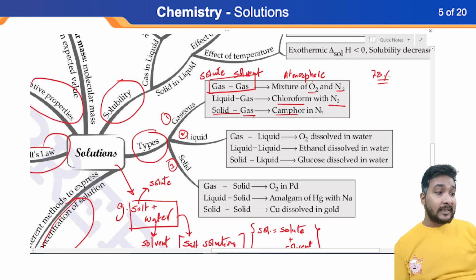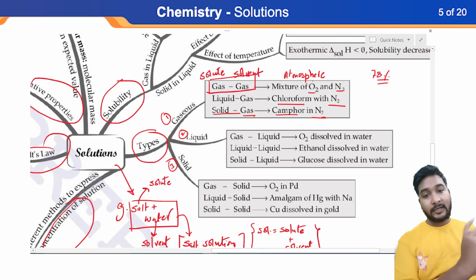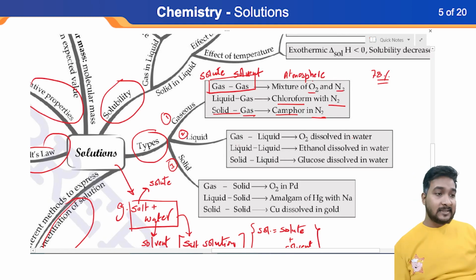So camphor in nitrogen gas. Whenever we heat camphor, it converts itself from solid to gas. This is called sublimation. So whenever camphor converts itself from solid to gas, the gaseous particles, we can say camphor particles, mix with nitrogen gas. Okay, so these are three examples for explaining the types of gaseous solution. Okay, I hope it is clear to you.